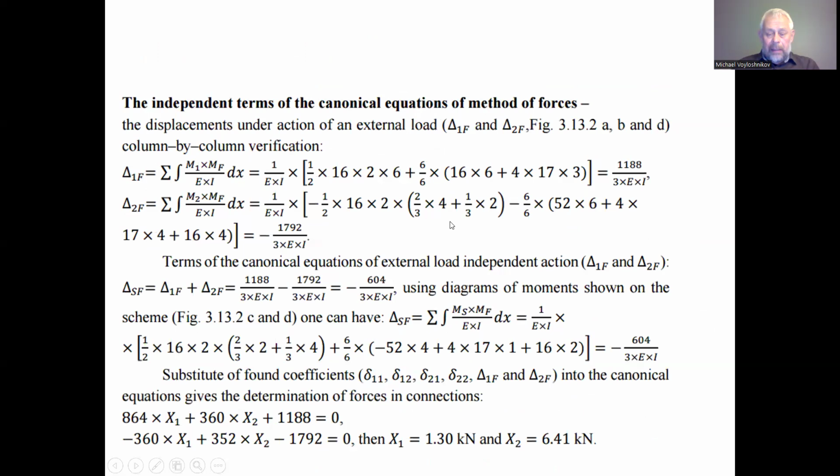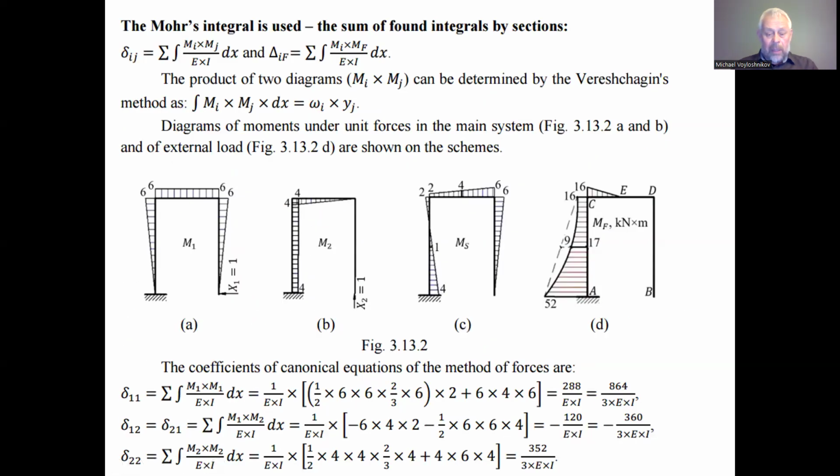And minus, we have the product of the diagram of the other sign of the bending moment under the action of the second force and the diagram of the bending moment on the stand AC. We use the Simpson rule as well because the diagram is curvilinear, so we cannot use the trapezoid rule, and it's not comfortable to use the Vereshchagin rule, so it is better to use the Simpson rule.